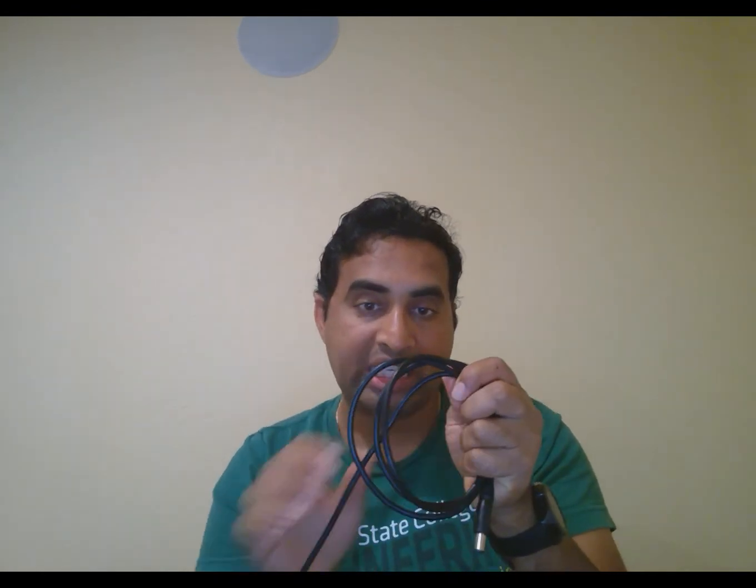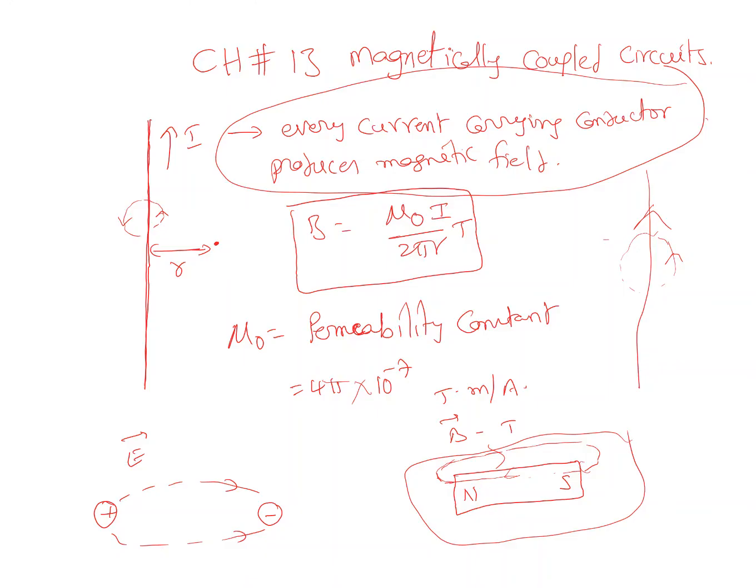So here is the property. When there is lots of magnetic field inside of this, that magnetic field opposes the rate of change of current. So far we learned about magnetism. Now the magnetic field because of a straight wire is B equals mu naught I over 2 pi r, in Tesla. Tesla is the unit.